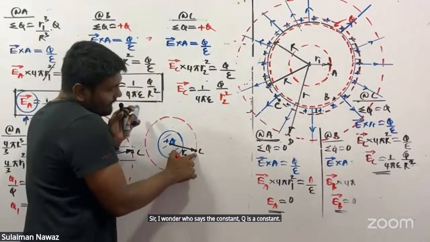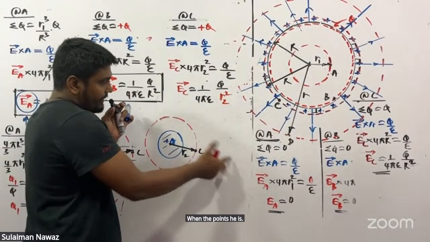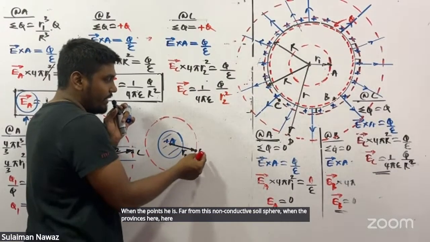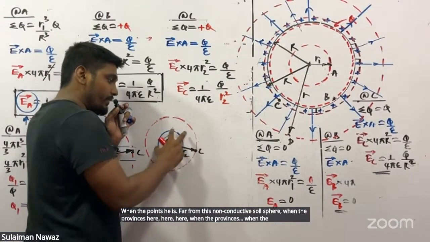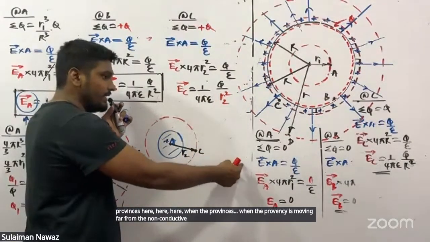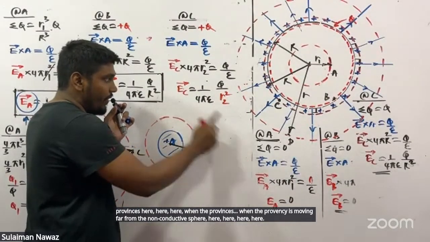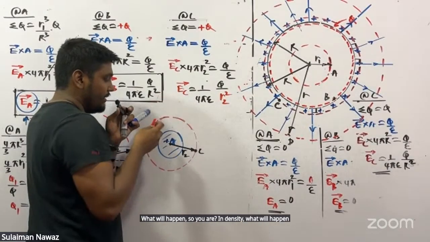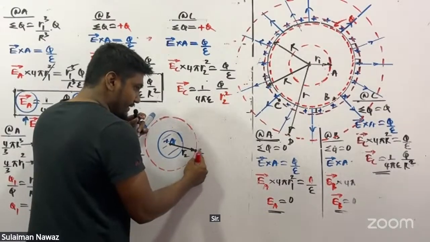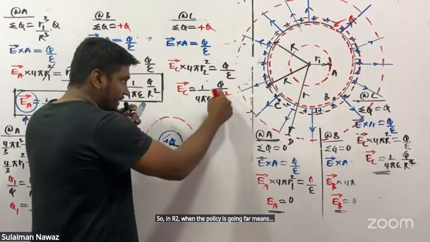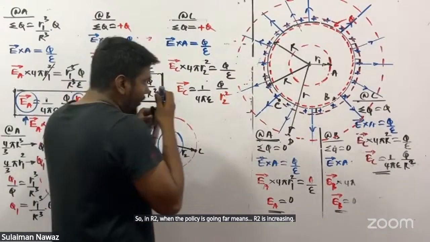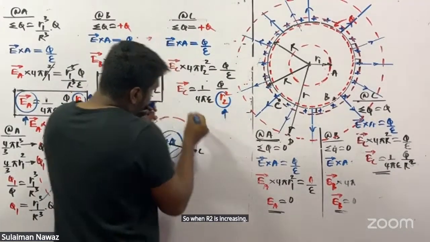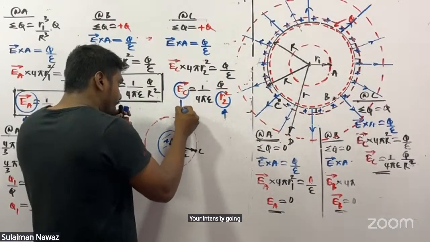When the point C is far from this non-conductive solid sphere, when the point C is moving far from the non-conductive sphere, what will happen to your intensity? When the point C is going far, it means R2 is increasing. So when R2 is increasing, your intensity is going to be decreasing.